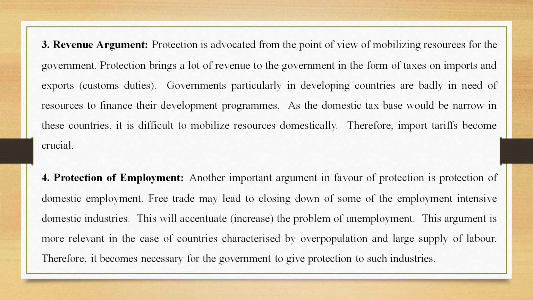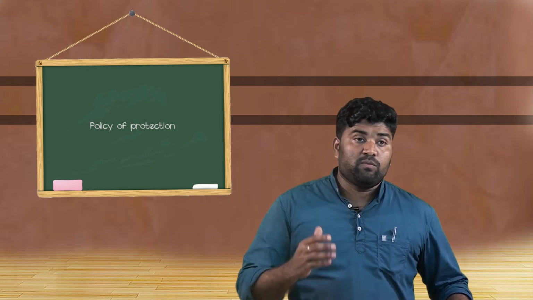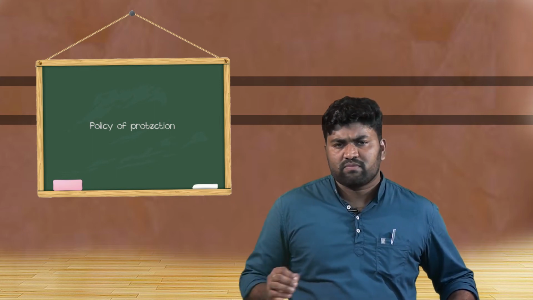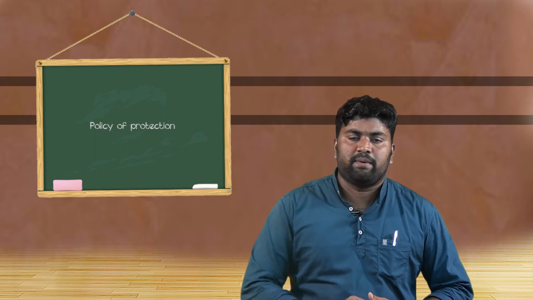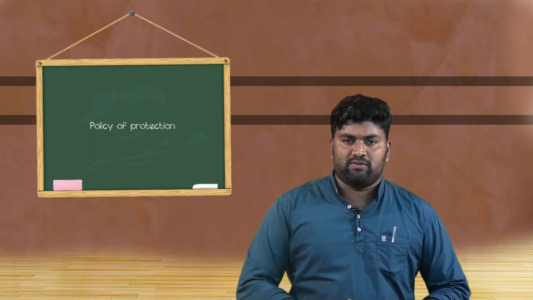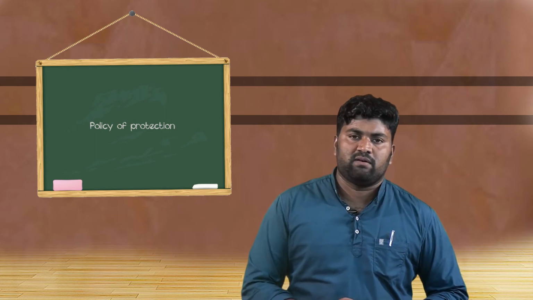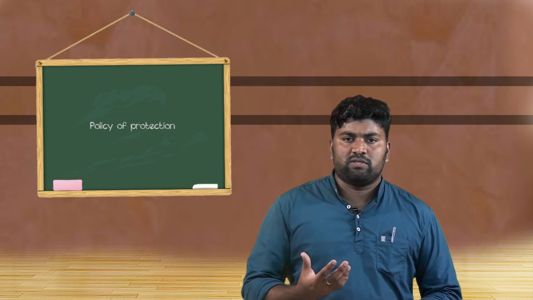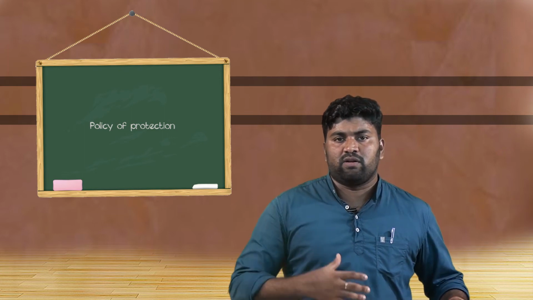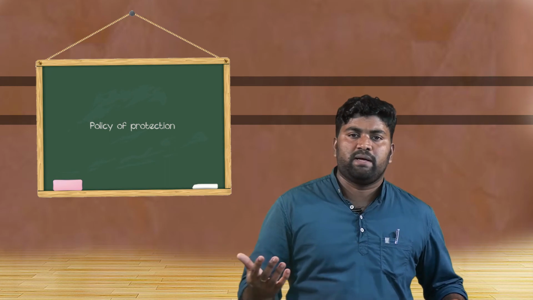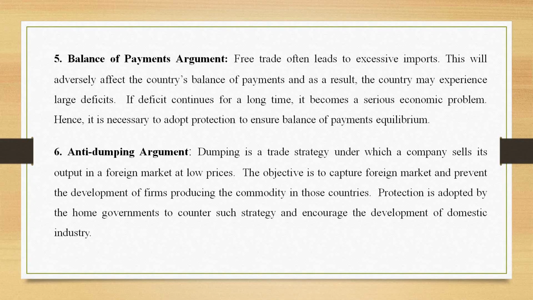So to avoid all these things, protection to domestic industries needs to be given. And one more is the balance of payment argument. Dear friends, balance of payment means the difference between the values of receipts and payments. Value of receipts means the amount which a country gets for its exports, and payments means the amount a country has to give to foreign destinations for its imports.